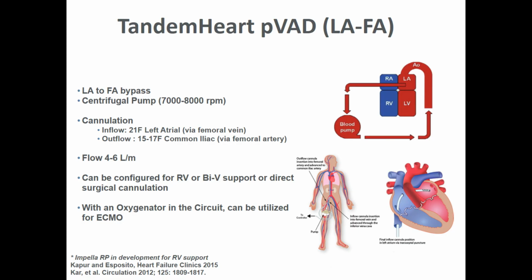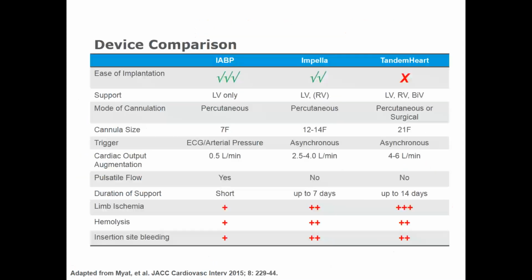The one challenge with this pump is that it is a large femoral venous inflow, nearly 21 French, much larger than the Impella system, and the outflow to the femoral artery is typically a 15 to 17 French device that is threaded to the common iliac artery. So peripheral artery disease is another obstacle for passage of these cannulas in several patients.